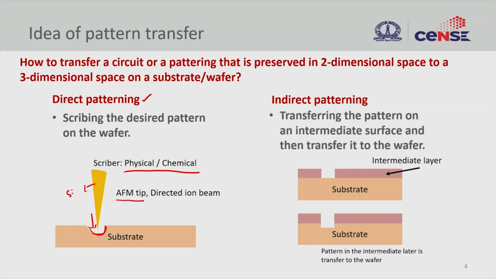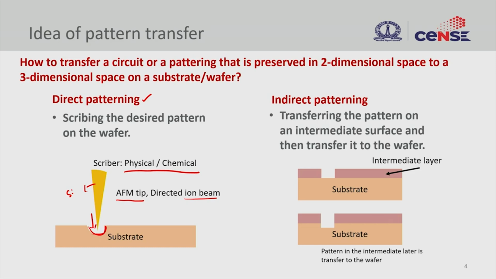And then for the chemical approach, you can use some ion beam, right? So the beam has some ions, and these ions can actually react with the substrate or even physically transfer their energy and knock out some of the molecules and atoms sitting in the substrate, and during this process you are going to transfer the pattern.